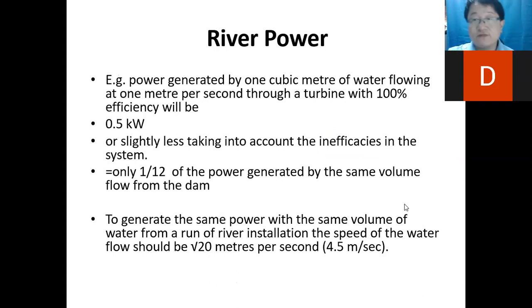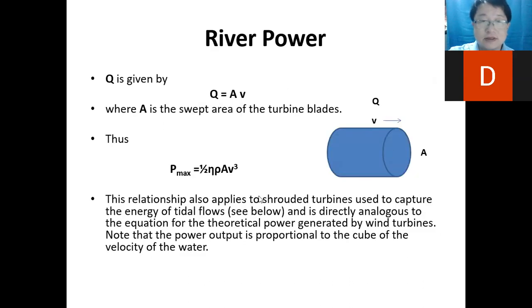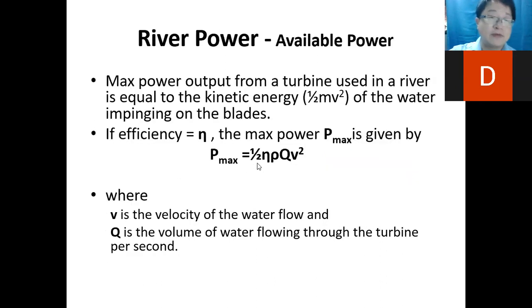Okay, but if the velocity is doubled, where it's not 1 meter, this v is not 1, it's 2. You double the speed, then it will be 8 times already. If you multiply it by 3 times, then 3 cubed means 27. Okay, it will be 27 times. So for the river, power is mainly contributed by the kinetic energy and is proportional to the cube of the velocity. Okay. Up to now, any questions? Any questions? Okay. No questions?